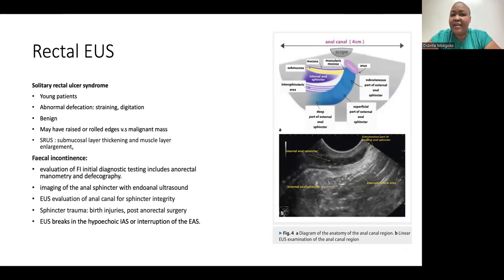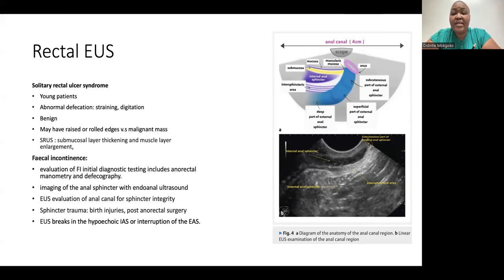There are other lesions that you can evaluate with rectal EUS, where you find a lesion in the rectum that might look a little bit elevated or have rolled edges, and you're worried about it being a malignant mass, but it's a young patient and the history doesn't fit, and you're worried about a solitary rectal ulcer. You can easily evaluate if this is a benign or malignant lesion with endoscopic ultrasound. You might need ancillary investigations like an MRI and of course histology, but you'll be able to reassure the patient that this is most likely a benign lesion by looking at the submucosal layer and the muscle layer being a little bit enlarged without any mass lesion being associated with the ulcer.